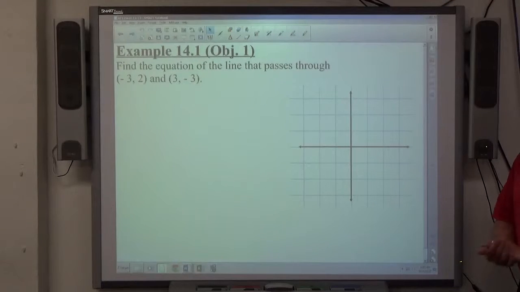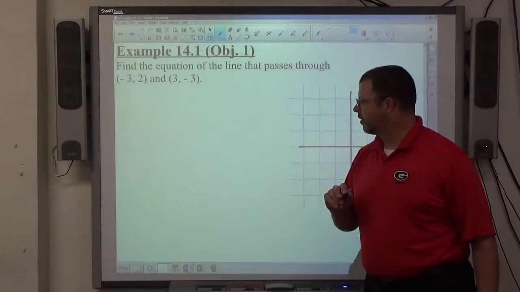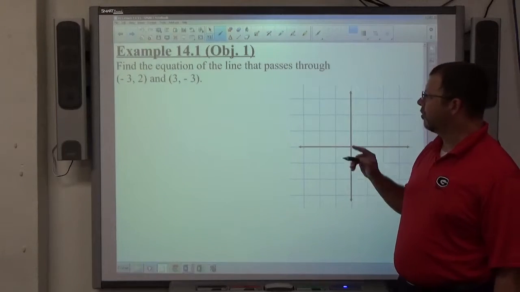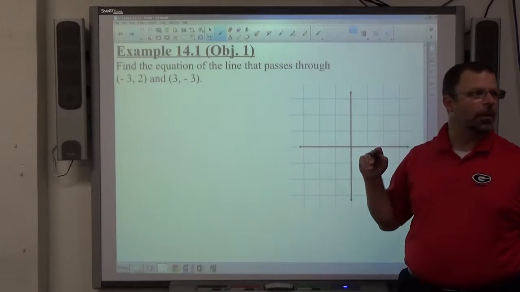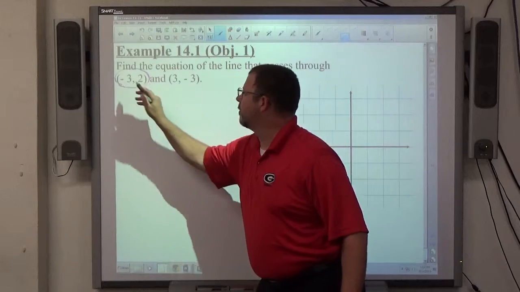Okay, example 1. Find the equation of the line that passes through the points (-3, 2) and (3, -3). Instead of using the slope formula here, I'm going to use the points on the graph in order to find the slope using rise over run. So my first point here is (-3, 2).